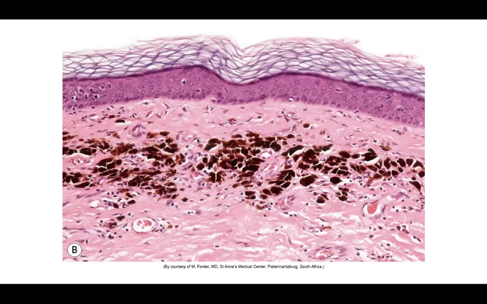Another example. Here you can see some focal pagetoid presence of melanoma, and then this just diffuse presence of melanophages within the dermis running parallel to the surface here. So again, tumoral melanosis.